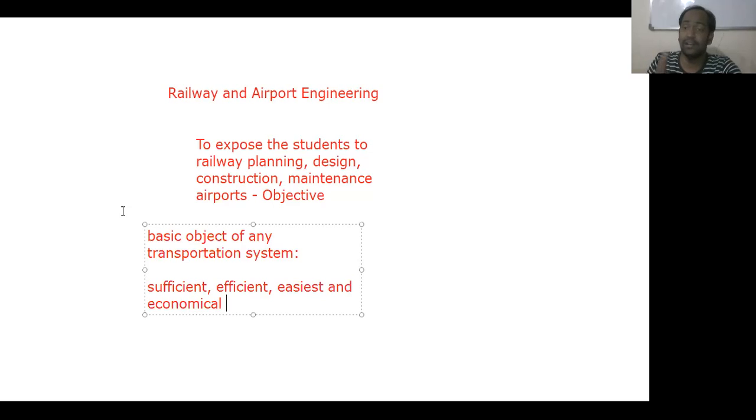Understand? So while planning or taking up a transportation project, the civil engineer should be aware of all these things: what surveys to do and what actions to take to achieve its object, and how it should be sufficient, efficient, easiest and economical. Understand? So these are all the challenges for any civil engineer. Okay, now this is the introduction about the subject, and now we shall go to the syllabus of the subject.